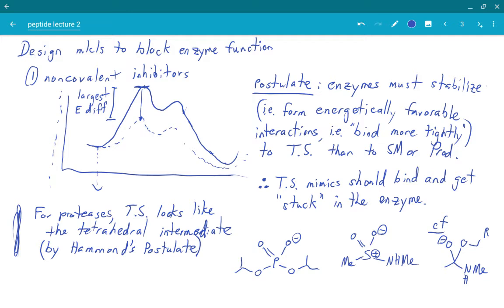And the theory here is that if you can design something that looks enough like the transition state, it'll bind to the enzyme. But since it can't actually hydrolyze, it'll get stuck in there. And then the enzyme won't be able to bind its real substrate. So that's really the first class of inhibitors.